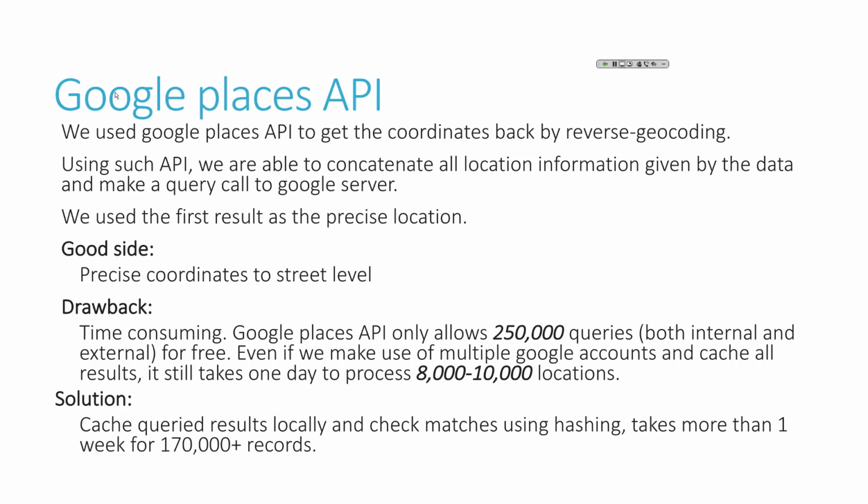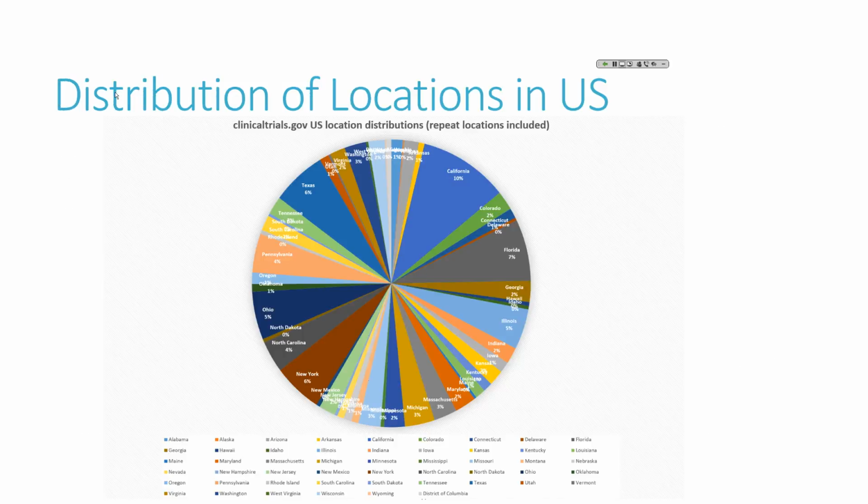The good side is this provides a precise coordinate down to the street level, but as I said, it only supports up to 250K queries for free. Otherwise, we are charged $1,000. So we did use a memory cache to solve this problem. And here's a distribution of locations in the US for these studies. Later on, I will show a demo on how we visualize and quickly retrieve data sets of interest.